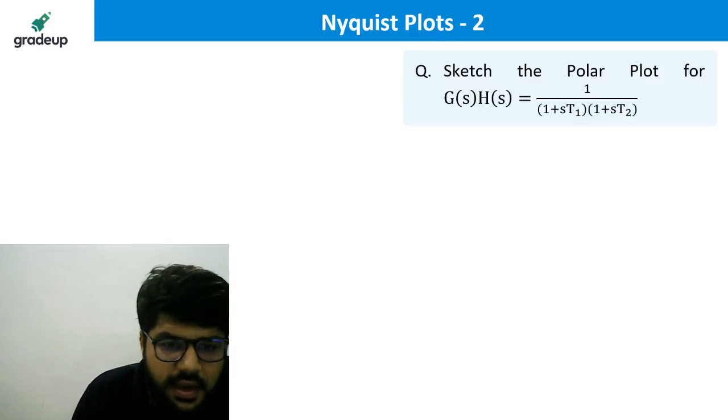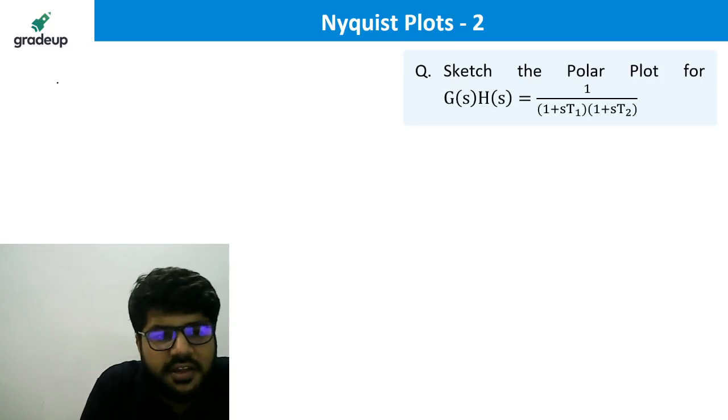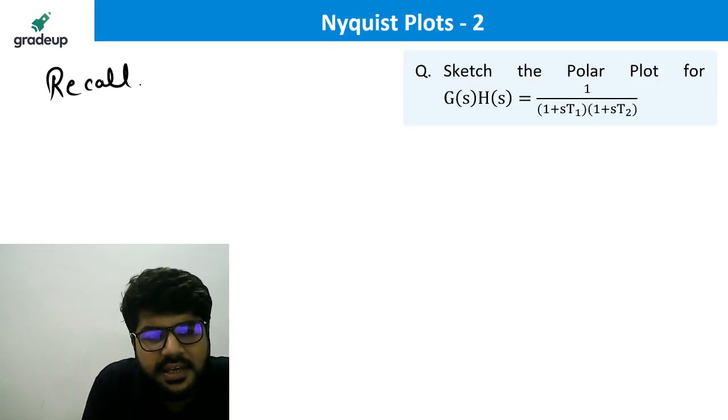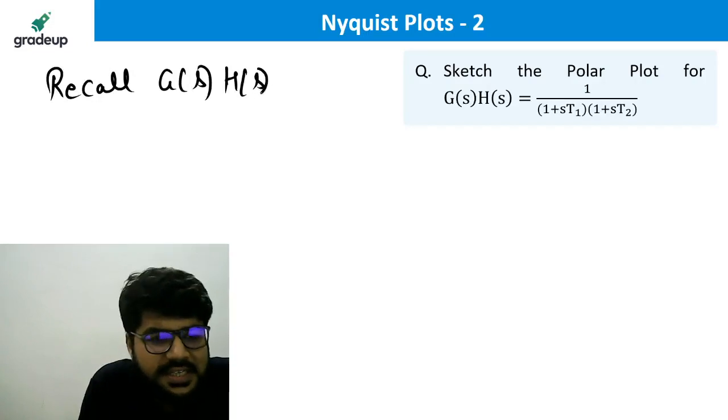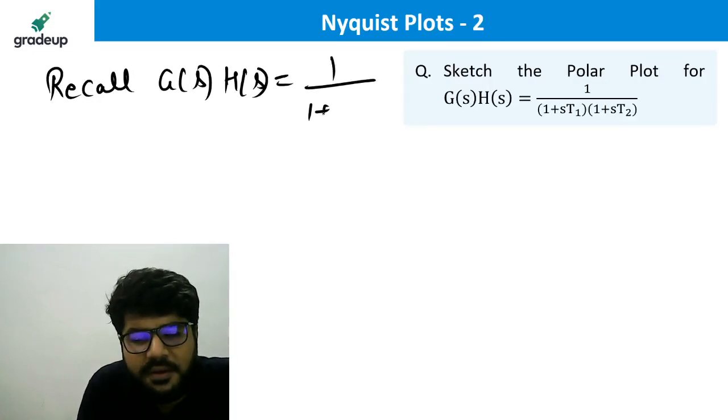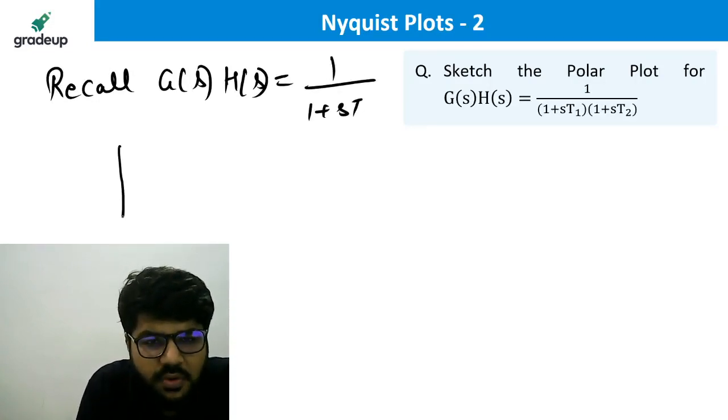Now, for this next question, first recall that yesterday I solved G(s)H(s) equal to 1 upon 1 plus ST. One of yesterday's questions, that was lying entirely in the fourth quadrant.